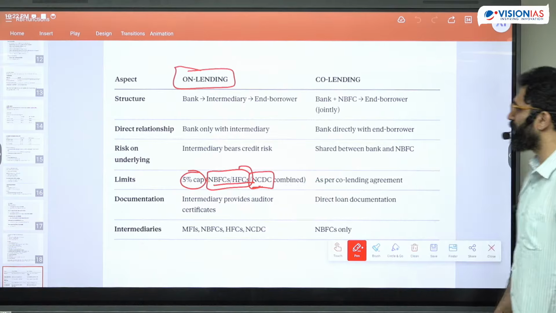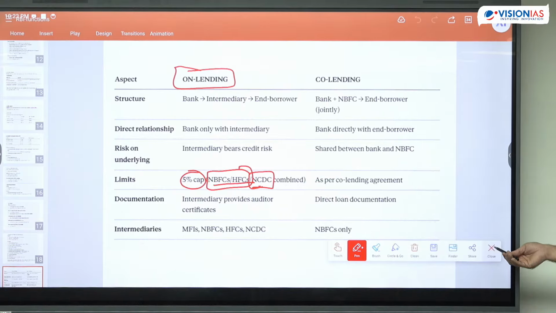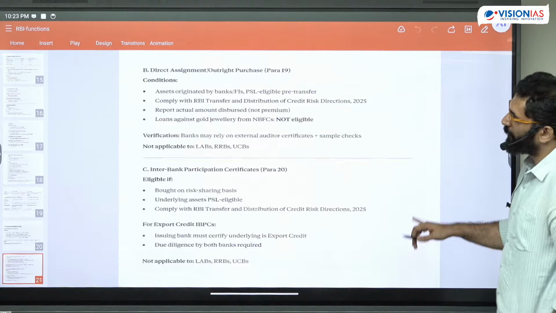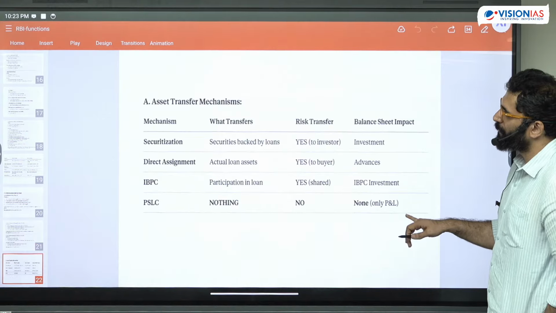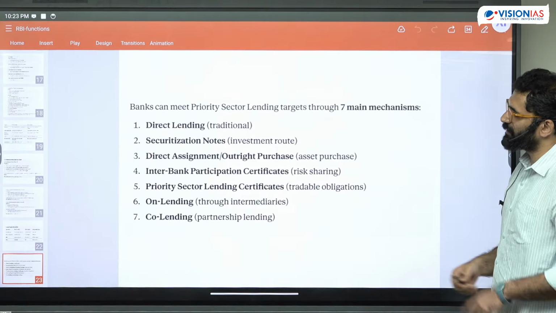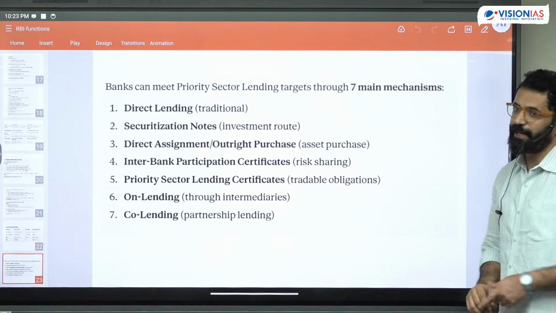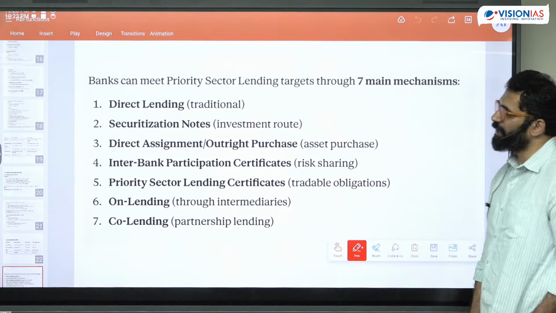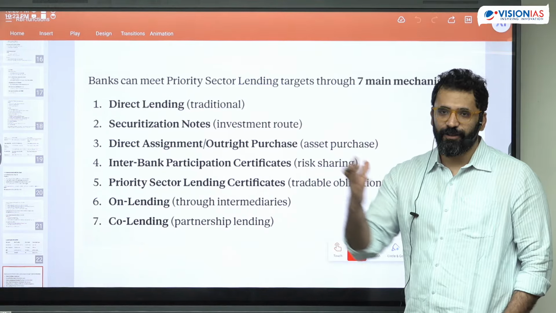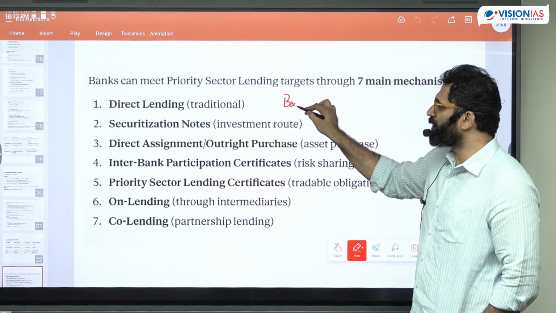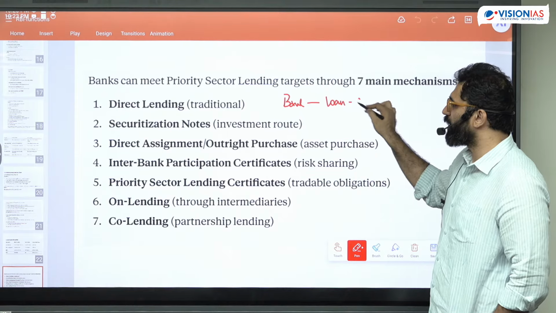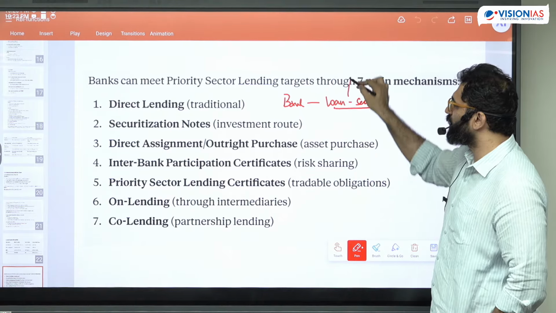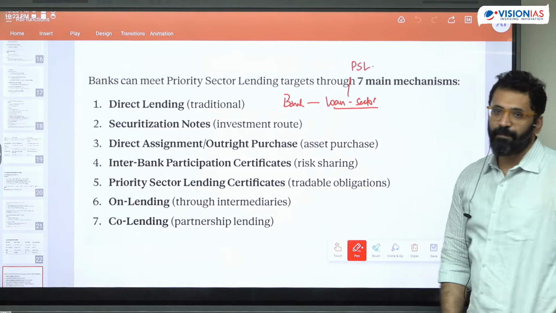So now what are the 7 different models under which you can do this lending? There are 7 models of how exactly the lending happens. One by one, what exactly is the meaning of this? First is direct lending. Direct lending is the bank giving a loan to a particular sector which has been classified as priority sector.